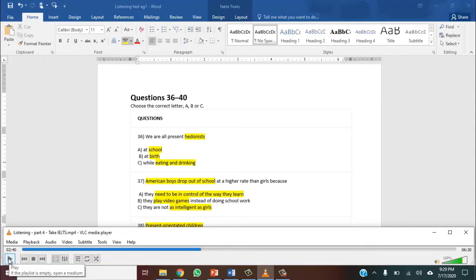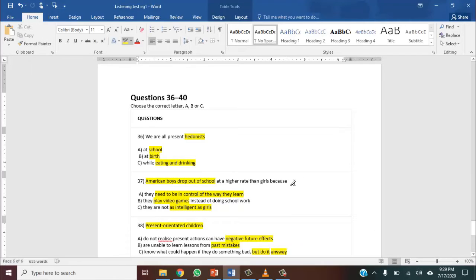You might ask, how do these time zones affect our lives? Well, let's start at the beginning. Everyone is brought into this world as a present hedonist. No exception.